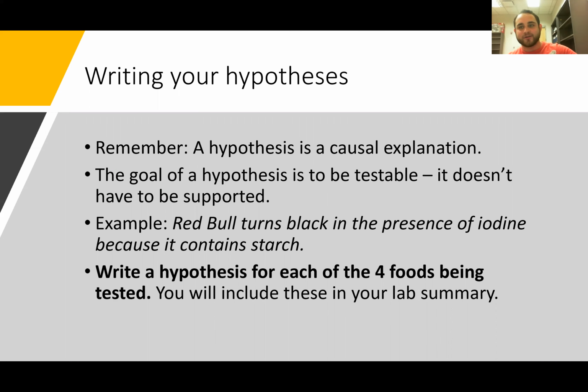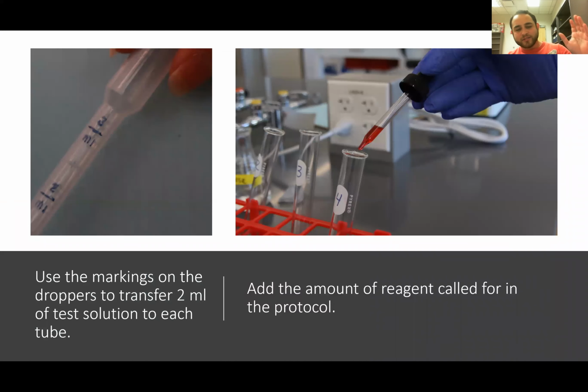So this is the lab procedure. For your lab summary, you're gonna be writing it as if you were in person. So if we were doing it in person, the first thing I'll tell you is step 1, label your tubes from 1 to 6. Then step 2, get your reagents, make sure they're properly labeled, put on your safety equipment, and then just transfer 2 milliliters of each test solution to the test tubes, and add the amount of reagents called for in the protocol. That's in your document.